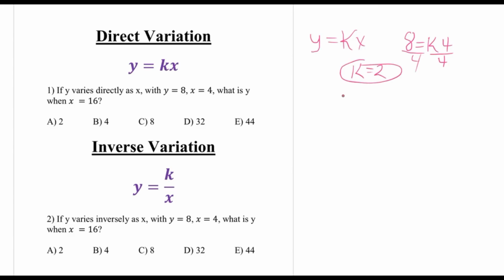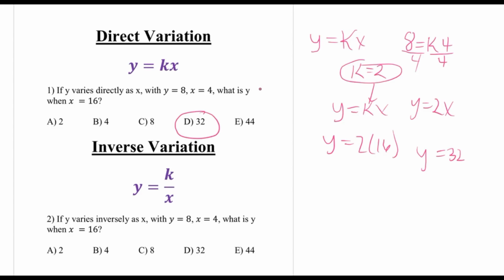k equals 2. So then we just rewrite the same equation, y equals kx. Plug in our k into there. So y equals 2x. And now the question asks, what is y when x is 16? y equals 2 times 16. x is 16, so y equals 32. Answer choice D.